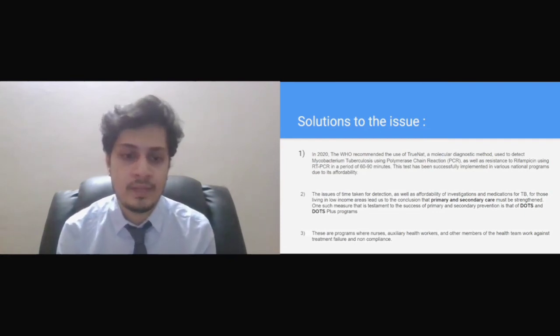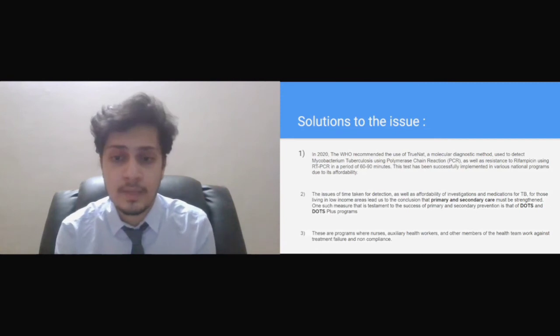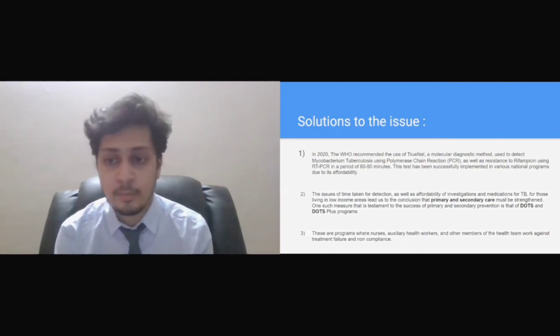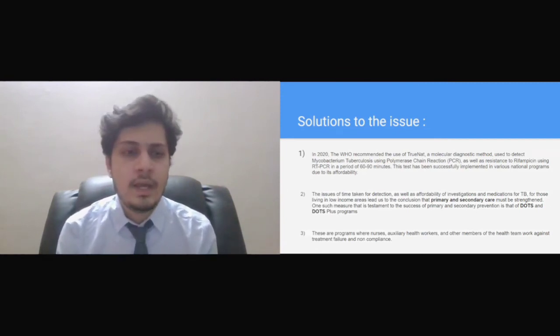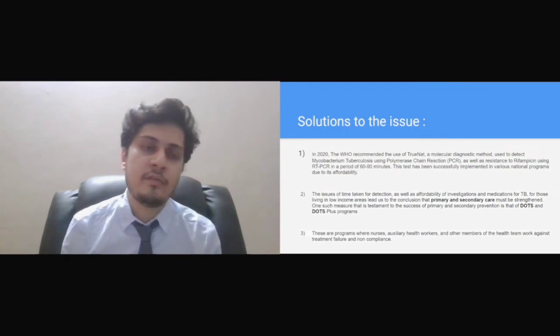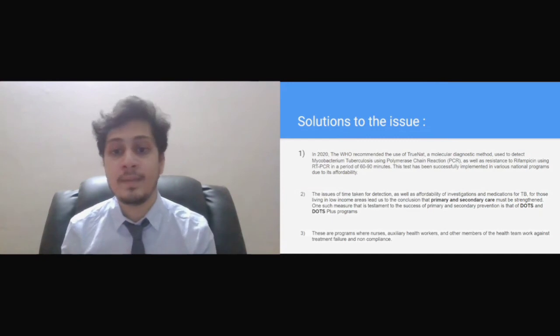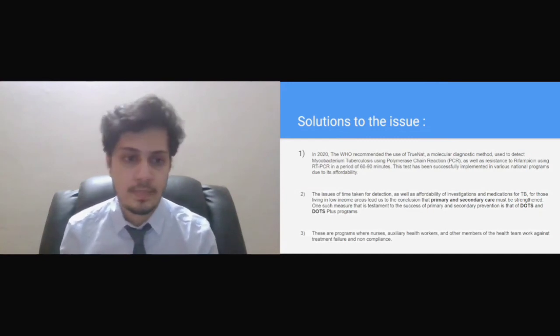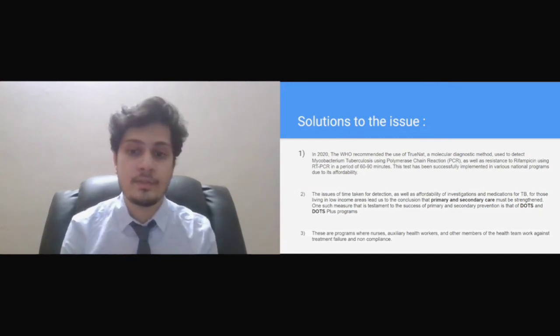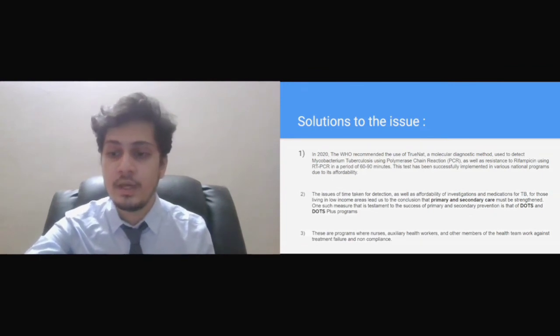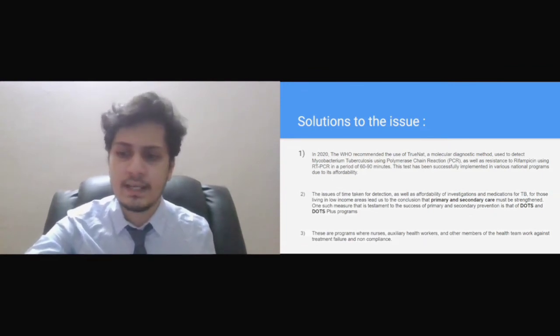Now, looking at these issues of time taken for detection, as well as affordability of medications for TB, it leads us to believe that one of our main methods to fight tuberculosis must be in the form of primary as well as secondary prevention. And one of the most important methods over here is that of DOTS. Now you might be wondering, what exactly is DOTS?